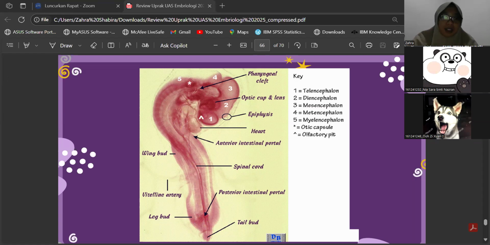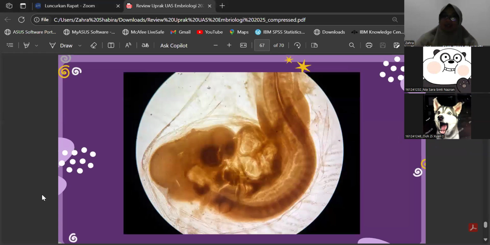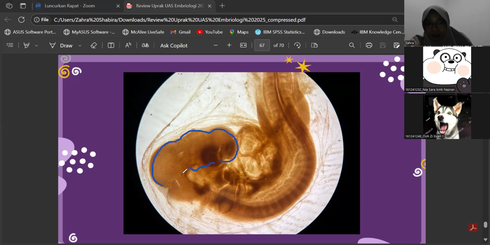Also, this is like a review for tomorrow. Now this one is 72 hour. I draw the 5 brain parts. This one is telencephalon. This part also is diencephalon in here. Then mesencephalon over here.